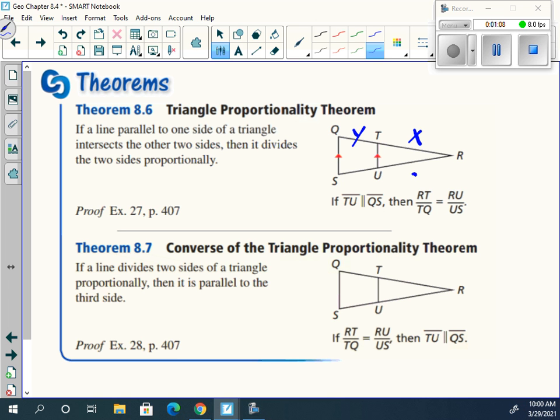Let's call them X, Y, A, B. And what they're saying is that the proportion from X to A is going to be the same as Y to B. Those distances are going to be proportional.